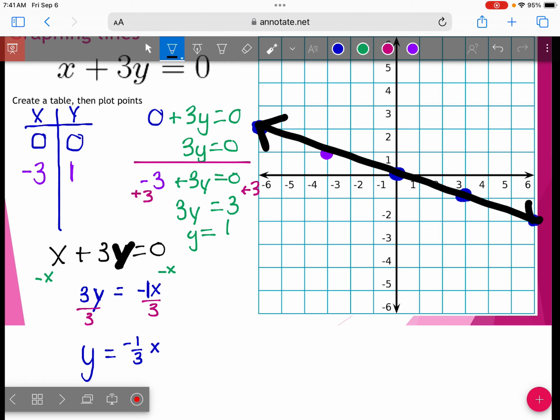And then they have arrows on both ends because we only stopped because we ran out of graph, not because my math stopped. I could keep going. I could do -7, I could do -10, I could do -100. Same thing with the positives. I could do +7, I could do +20, I could do +5 million. We only stopped because we ran out of graph.